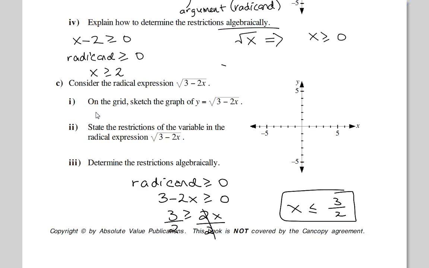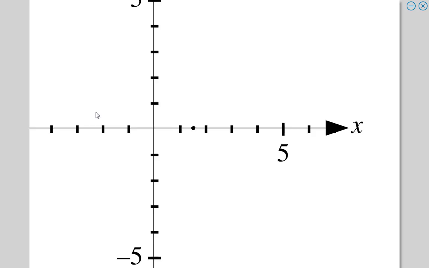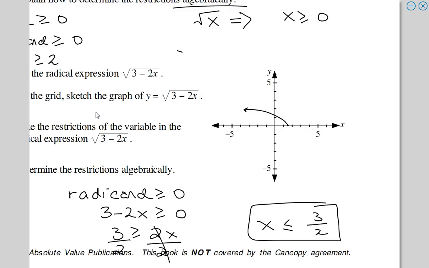Let's get that sketch on the graph. So where's 1.5? About here. And then it just has to be a sketch. Doesn't have to be perfect. That way. Okay?